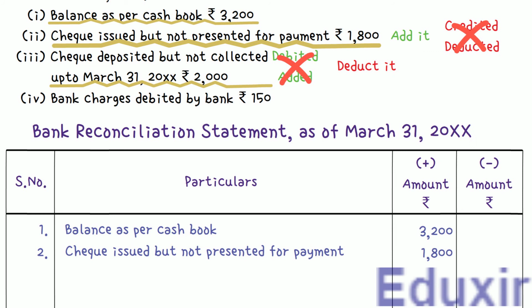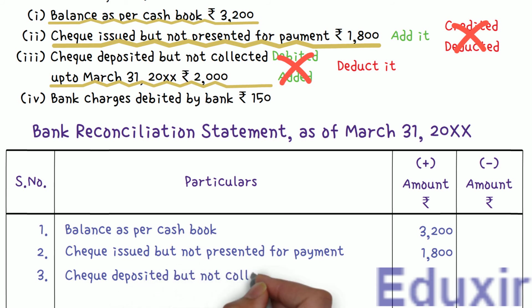Let us now enter these details into the bank reconciliation statement. Let us first write the serial number. Let us then write the particulars as check deposited but not yet collected. Let us now deduct this amount of 2000 rupees. That completes the recording of these details into the bank reconciliation statement. Let us now take up the next details.